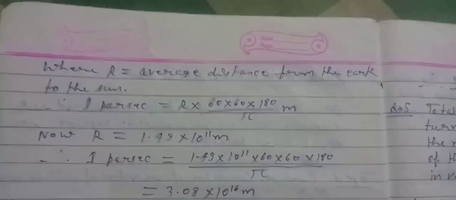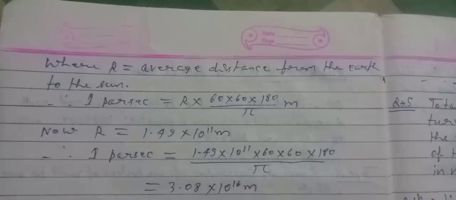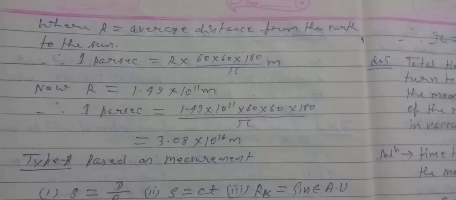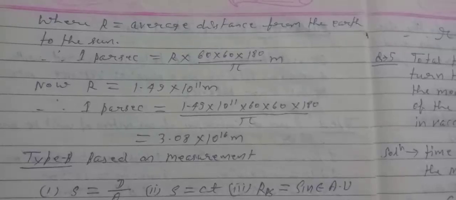Hence 1 parsec equals r into 60 into 60 into 180 by pi meter. Now r is equal to 1.49 into 10 to the power 11 meter. So on solving, 1 parsec will be 3.08 into 10 to the power 16 meter.